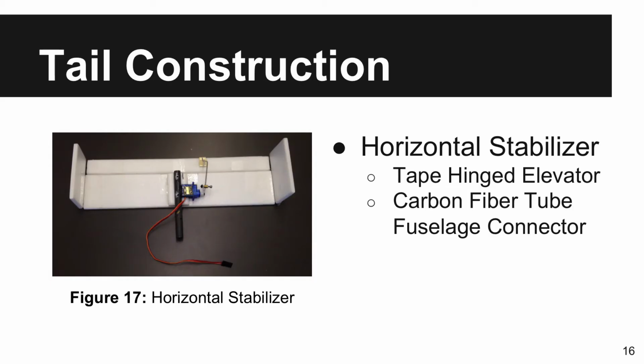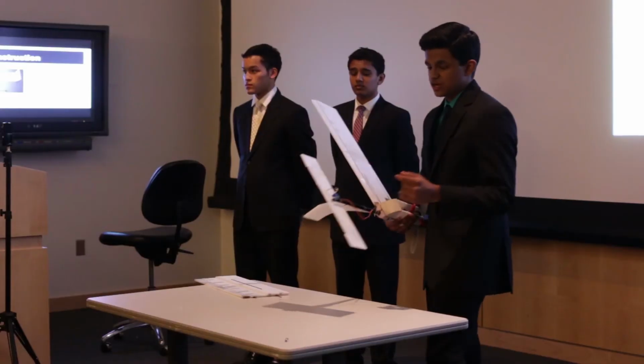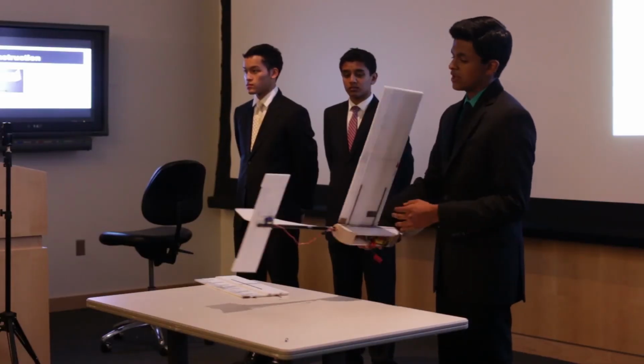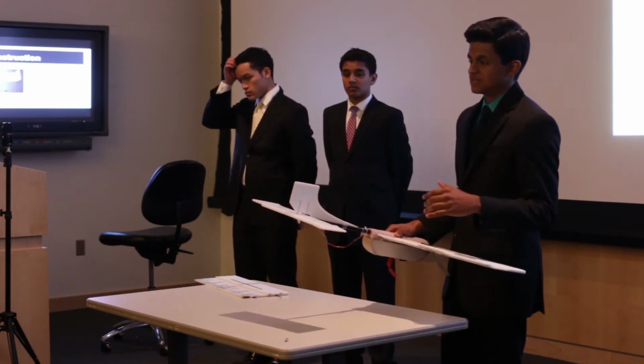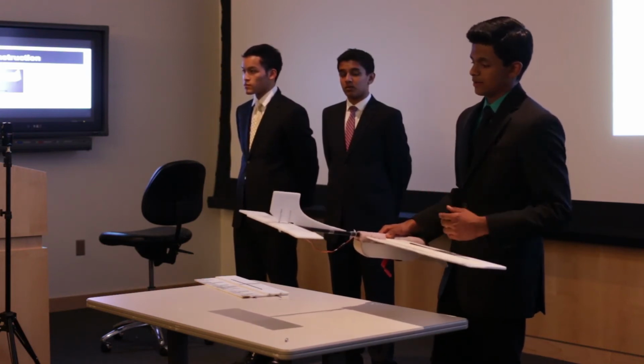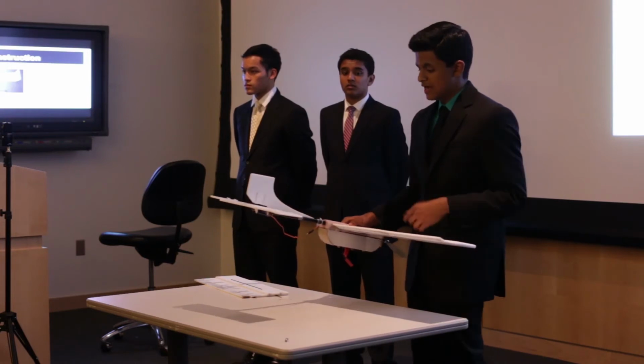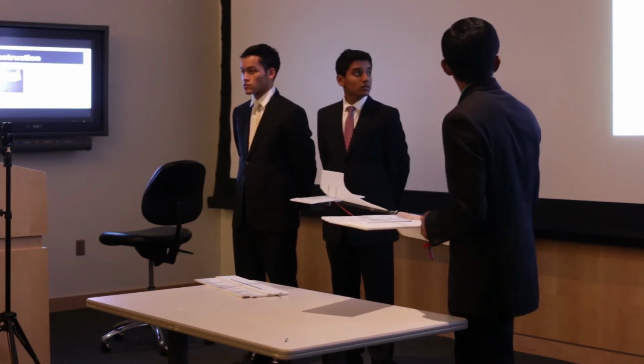As far as the tail construction goes, the horizontal stabilizer has a permanently mounted carbon fiber tube on the bottom. This attaches directly into the fuselage. Additionally, the elevator on the back is attached with a similar double tape hinge design as the ailerons on the wing. This allows the elevator to move freely and creates the pitch of the plane.